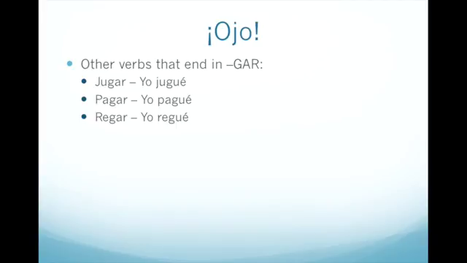So jugaste, jugó, jugamos, jugastes, jugaron, pagaste, pagó, pagamos, pagastes, pagaron, regaste, regó, regamos, regastes, and regaron.